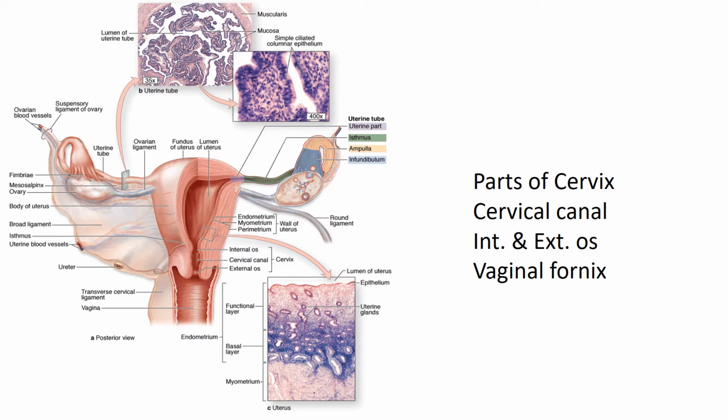And the second portion is slightly protruded. This lower end of the cervix is slightly protruded into the cavity of the vagina, and its end is known as the external os. And the cavity between the internal os and the external os is known as the cervical canal.